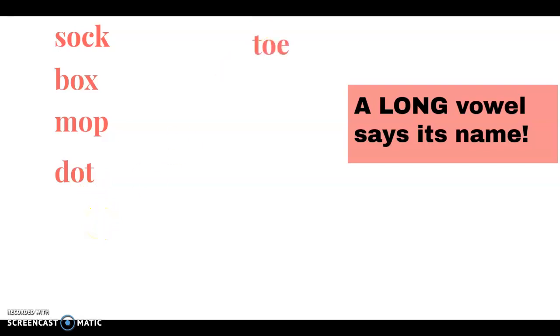Our next list is toe. Do we hear that long O sound? Remember, O says its own name if it's a long vowel. Next word is goat. G-oat. Note. N-oat. And nose. N-ose. So which list is the short O and which list is the long O?